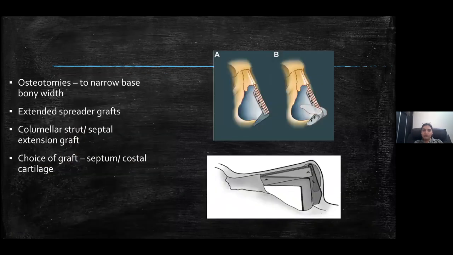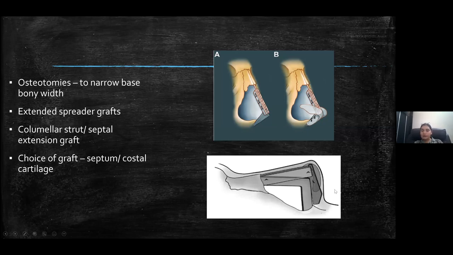Now in these patients, if there is a broad base bony width, one has to perform osteotomies to narrow it, or if there is any deviation, one has to perform osteotomies and bring it to the midline. In these patients, what usually suffices is an extended spreader graft or a proud spreader graft, which extends slightly higher than the septal framework, and an extended septal extension graft or a columellar strut to support the tip.